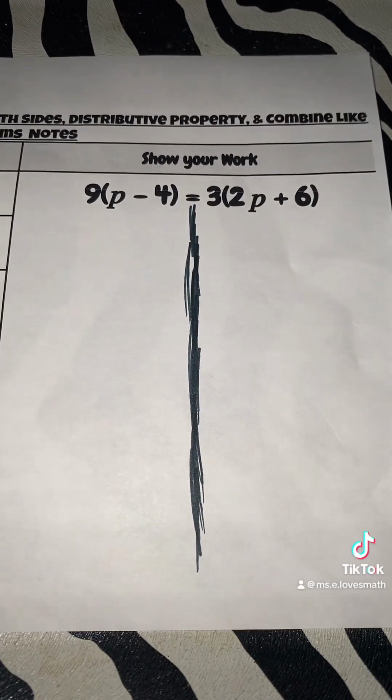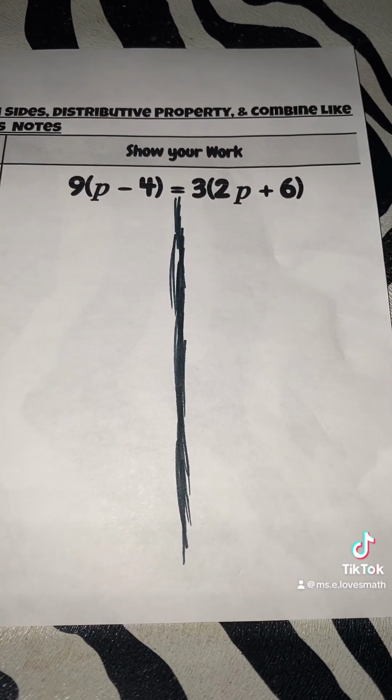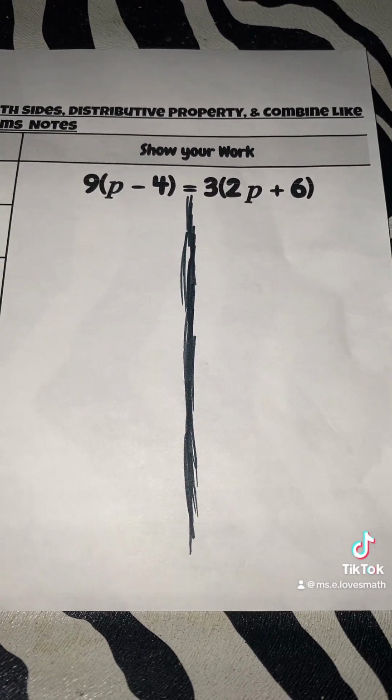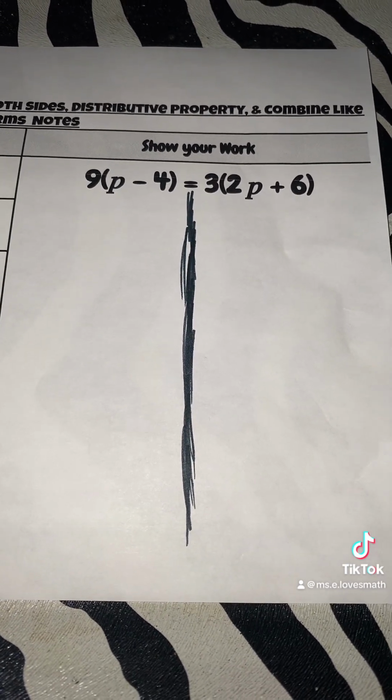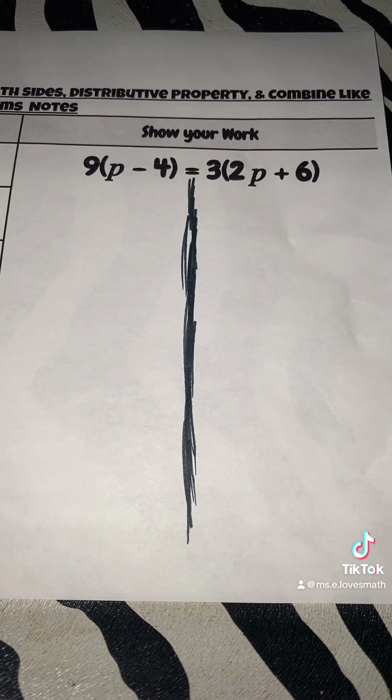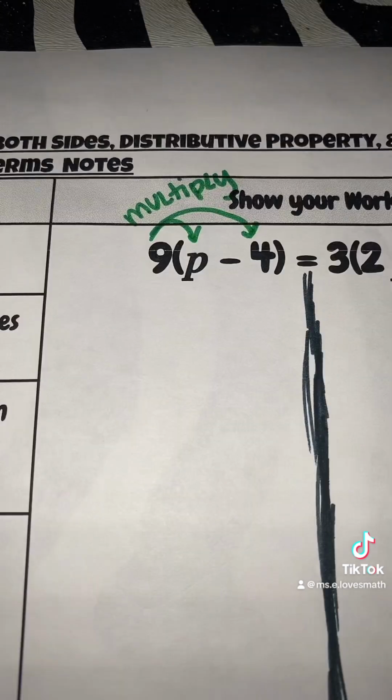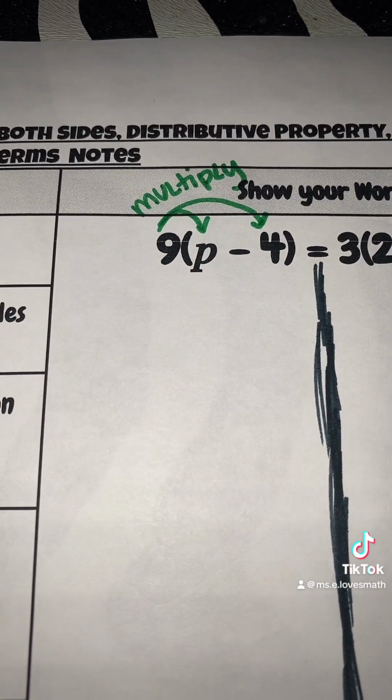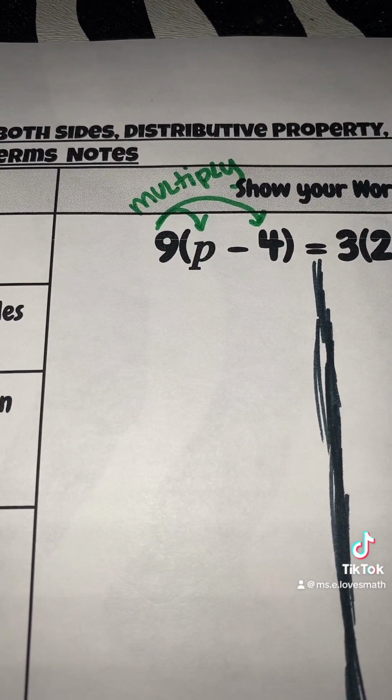Again, a personal preference is drawing the line at the equal sign. That helps me keep track of what is on each side of the equation. That way, whatever I do to one side of the equation, I can do to the other. The first step is to distribute on both sides of the equation.